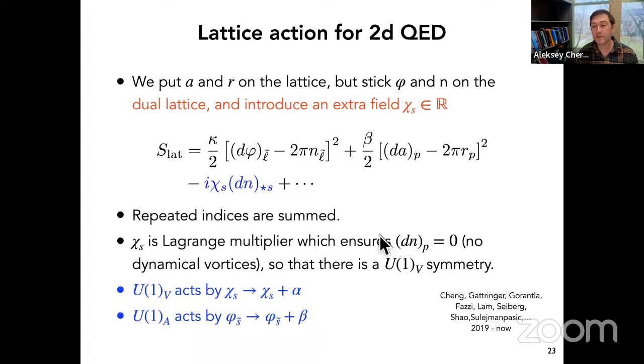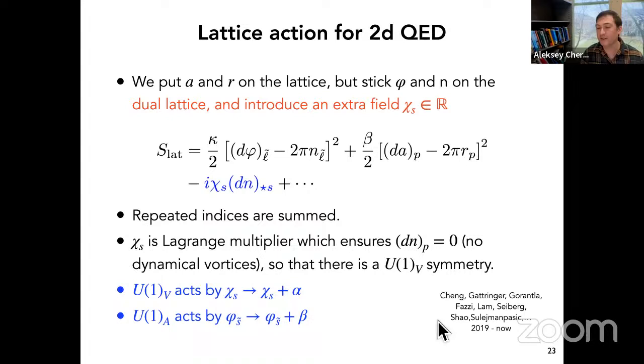It turns out that means that there are no dynamical vortices in the model. And so there's a U1 vector symmetry in this sector of the theory. And the fact that there is this U1 vector symmetry in this subsector means that it's meaningful to try to couple this to a U1 gauge field. So in particular, the U1V symmetry acts by shifts on this Lagrange multiplier field, and the classical U1A symmetry acts by shifts on the field phi. Okay. And this idea came from work by Gattringer and Sulejmanpasic, and then other wonderful work by Lam, Shao, Seiberg, Gorantla, and many others in recent years.